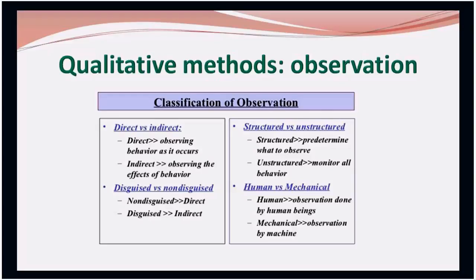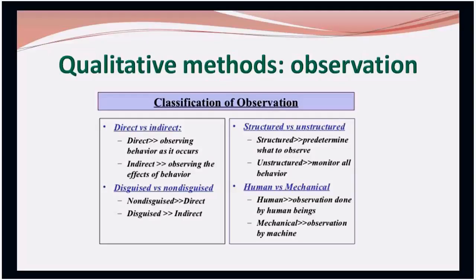Direct observation, which is structured, means I know what I'm looking for. So if I come to your clinic, I'm going to sit in the waiting room, and my study is about what people do while they are in the waiting room. But I'm focusing specifically on men between the ages of 30 and 40. That is direct observation because I'm sitting in the waiting room, and it's structured because I know exactly what I'm looking for.